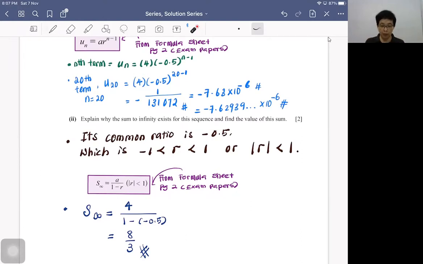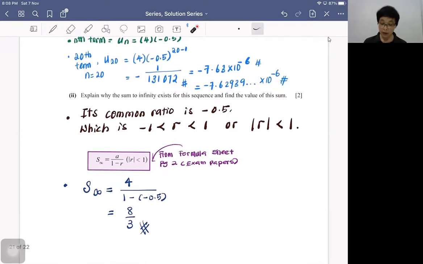So that's what we're going to put in. To answer the first question, its common ratio is negative 0.5, which is bigger than negative 1 but smaller than positive 1, or you can even put it in absolute notation, where the absolute value of r must be less than 1. There you go. You have done the first part of the question.